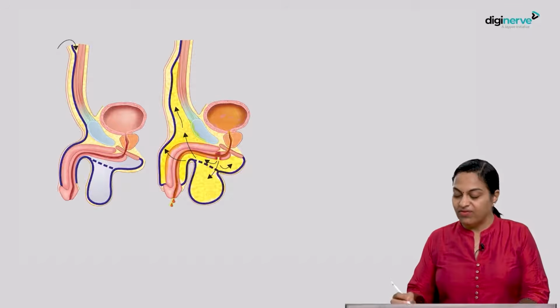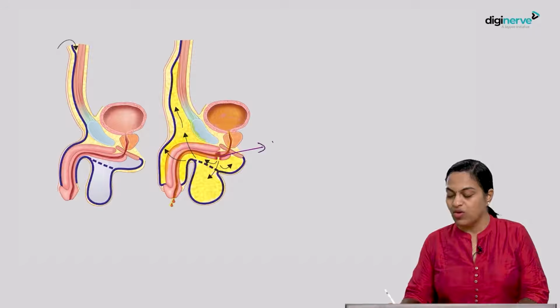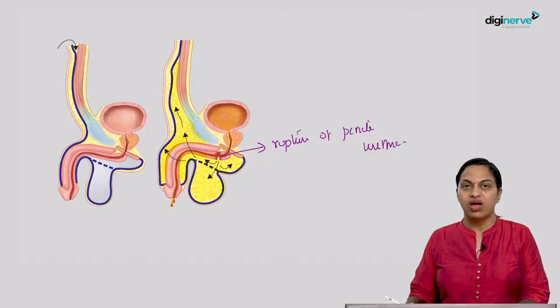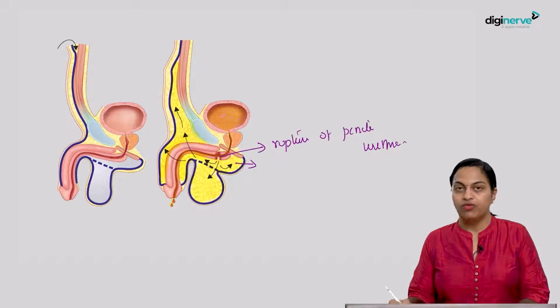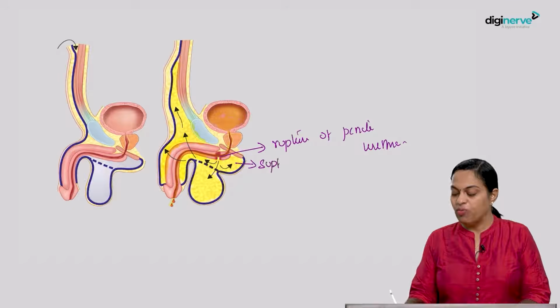Because if there is going to be a rupture of the penile urethra, what will happen? The urine from the penile urethra is going to extravasate into this part of the perineum, which is called the superficial perineal pouch.